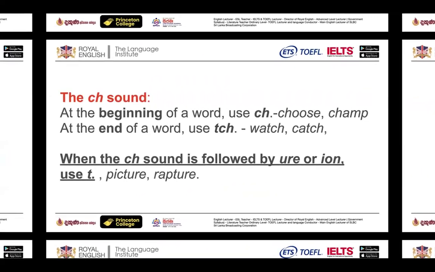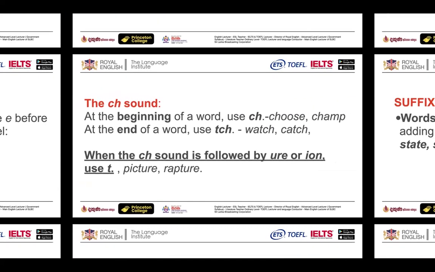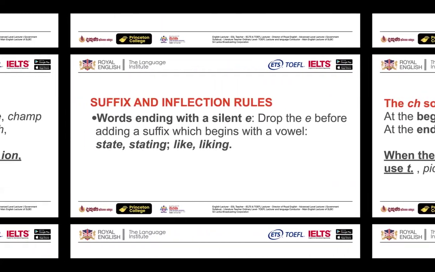The CH sound. At the beginning of a word, use CH, like choose, champ. At the end of a word, use TCH, like watch, catch. So this is a very essential one. When the CH sound is followed by URE or ION, use T, like picture, rapture, likewise. Okay. Let's go for the next one.